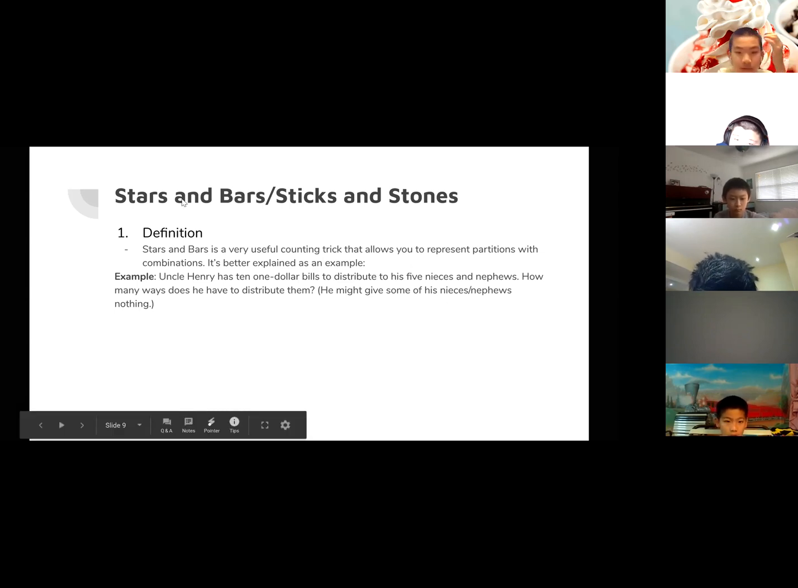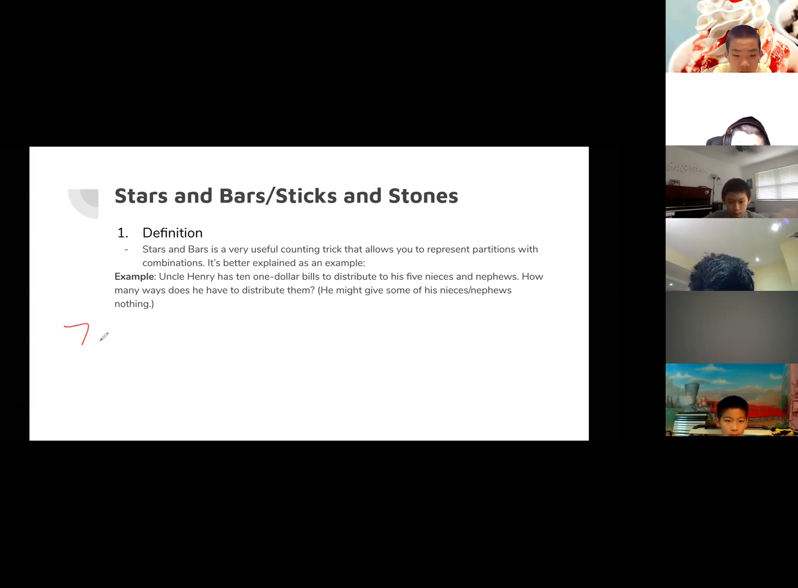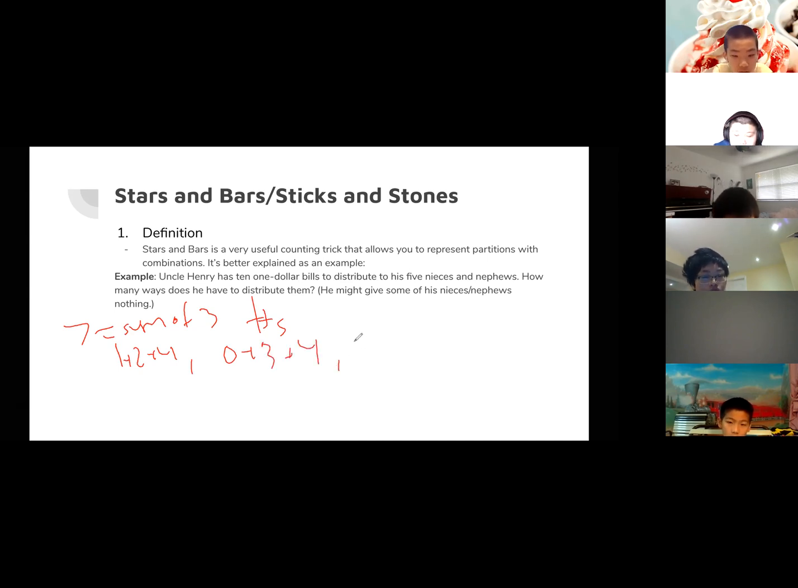So what are partitions? Let's say you want to express 7 as the sum of three numbers. How many ways do you have to do this? For example, you could have 1 plus 2 plus 4, or 0 plus 3 plus 4, or 2 plus 2 plus 3, and so on. We just want to count the number of ways you have to do this. Or it could also be 2 plus 3 plus 2.